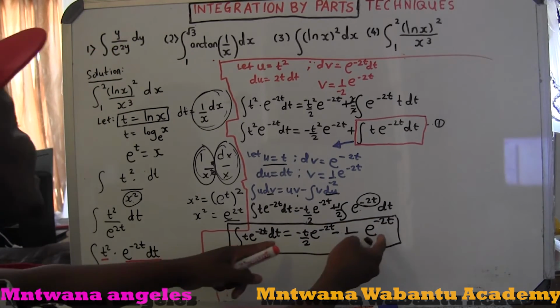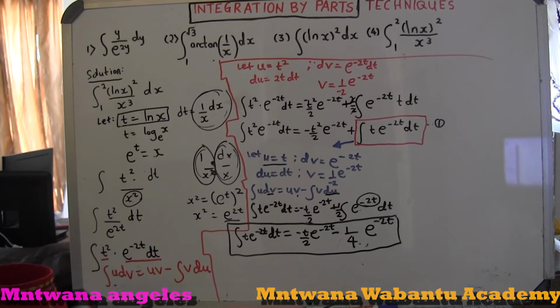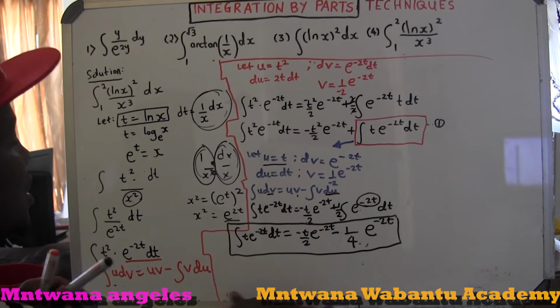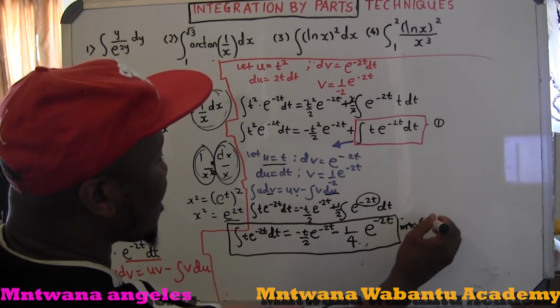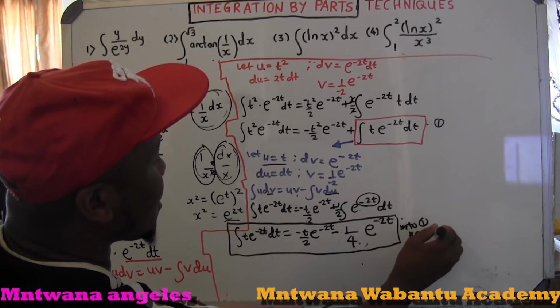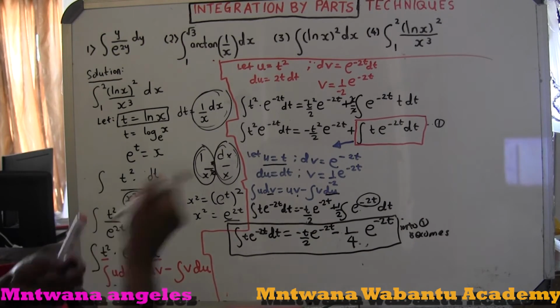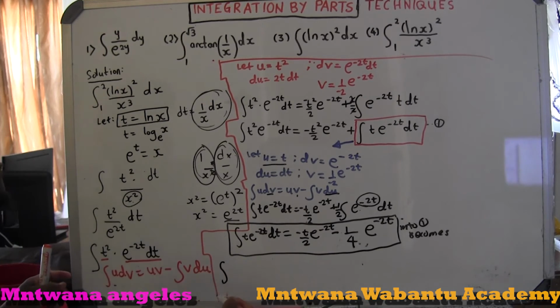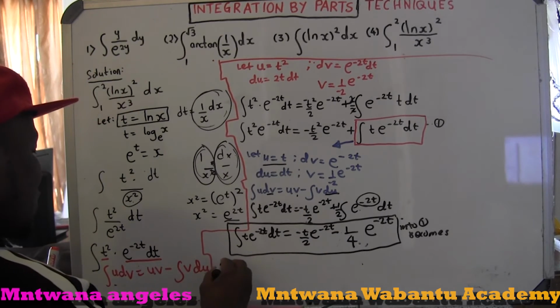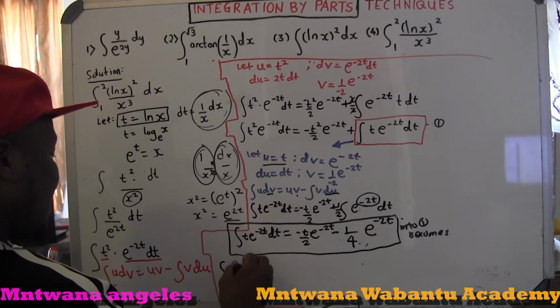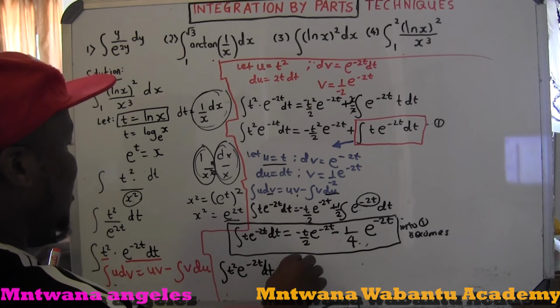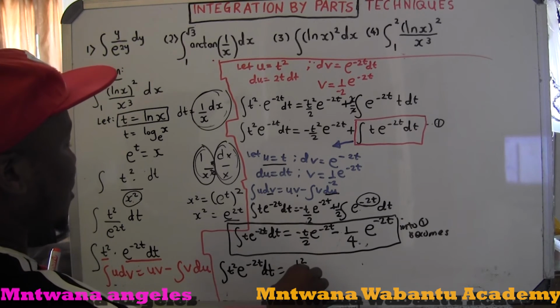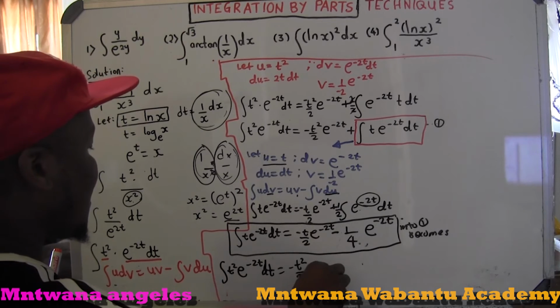So next step, take this stuff in there. It's not a tough question, but it's kind of long. So now into question 1. Question 1 becomes the integral of t squared e^(-2t) dt equal to negative 2 t squared over 2, e^(-2t).